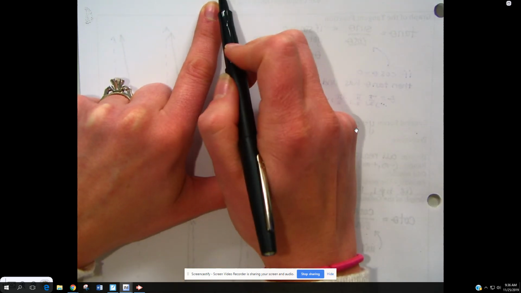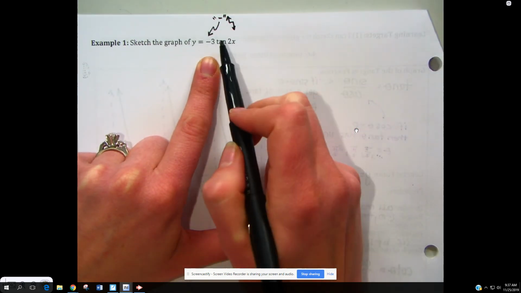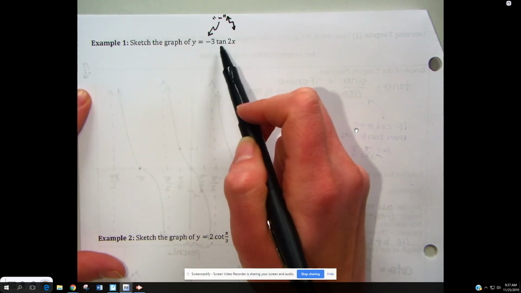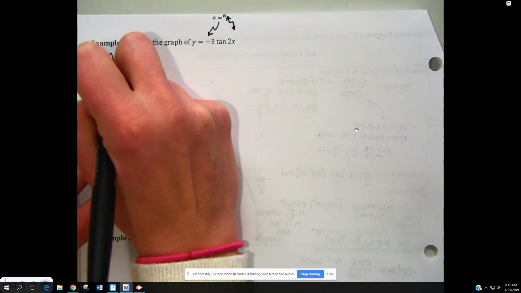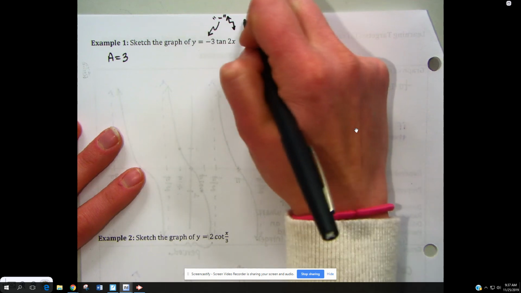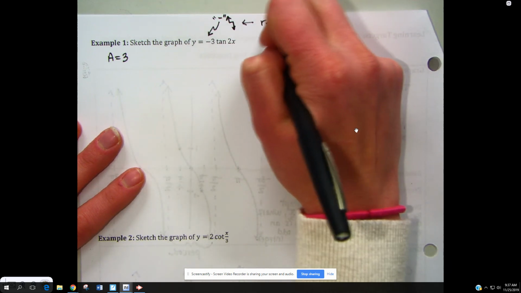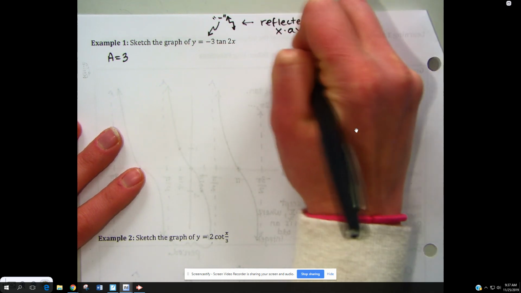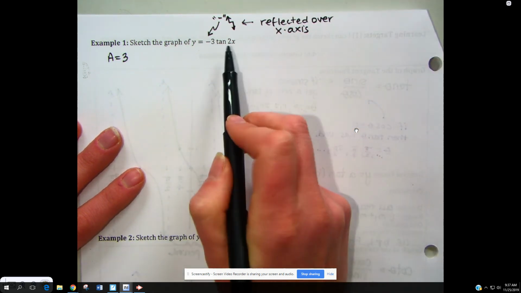Now, I told you on the front side, you do not have to graph the amplitude, but the way that the directions are worded on your quiz or on your test are going to ask you to state it. So we would say that the amplitude is 3. You do not need to worry about including it in your graph. The other important point here, again, I know you couldn't see it because I was off the page, but it is reflected over the x-axis.